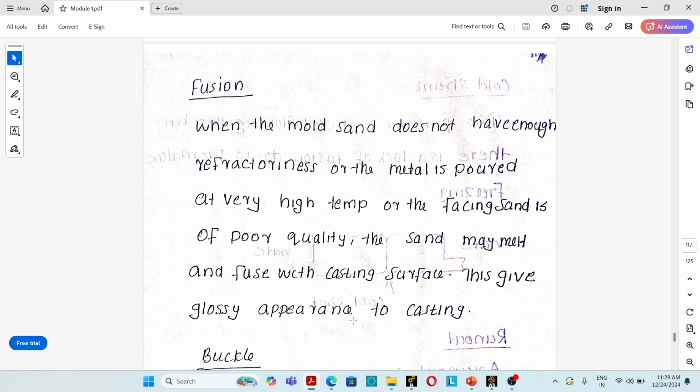So the main reason for the fusion defect is the sand has low refractoriness, or the molten metal is poured at very high temperature, or facing sand has poor quality.